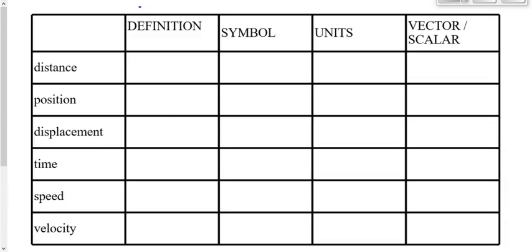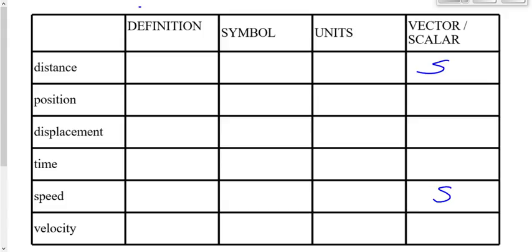Yep. Distance is a scalar. Give me another one that's a scalar. Yep. Speed is a scalar as well. By the way, a scalar is a quantity where magnitude matters but direction doesn't. It's a quantity that has only magnitude. Any more scalars here?